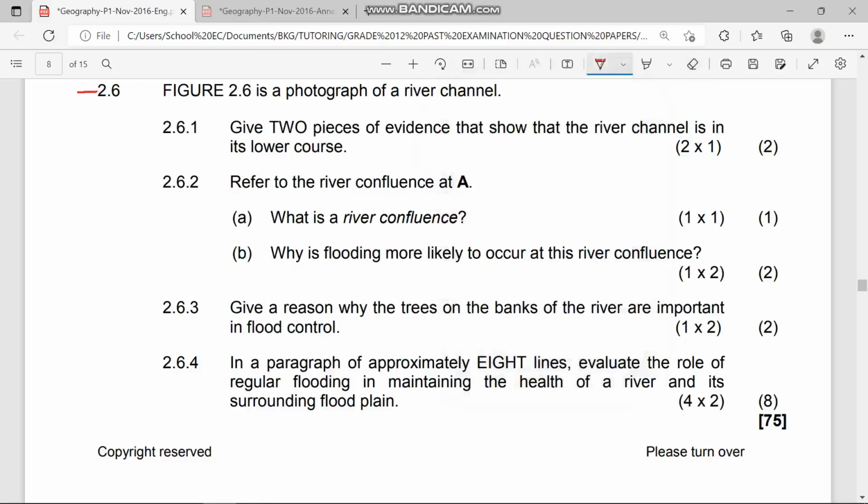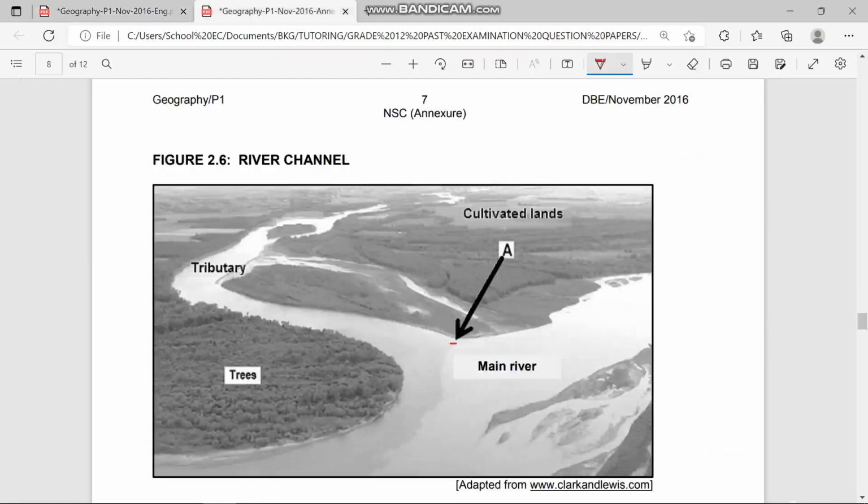So 2.6 says figure 2.6 is a photograph of a river channel. As you can see, our figure 2.6 is a river channel. At A, the point that is pointing at A, we have the main river, we have trees, we have a tributary, we have cultivated lands on the sides of the main river as well as the tributary.